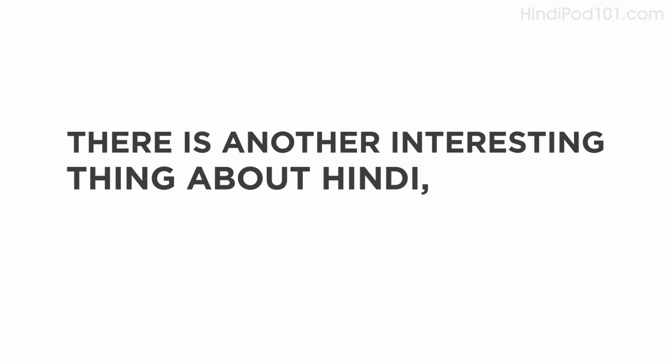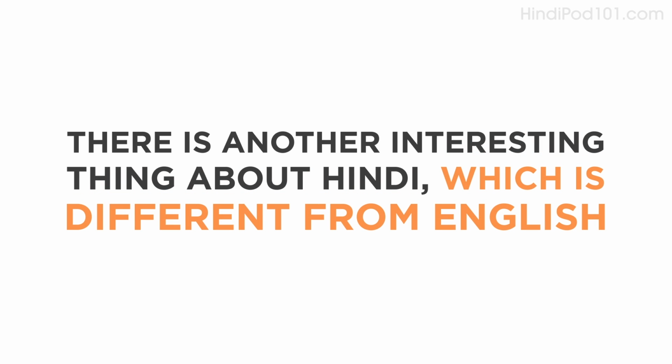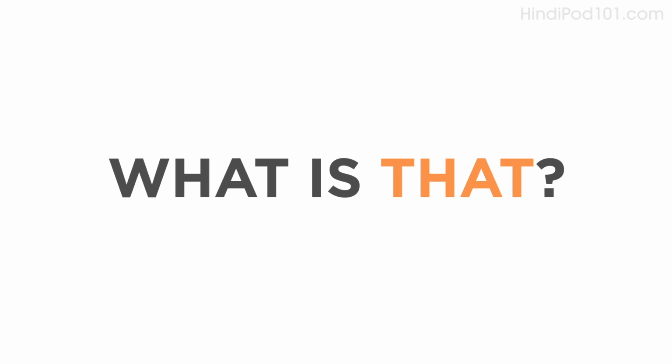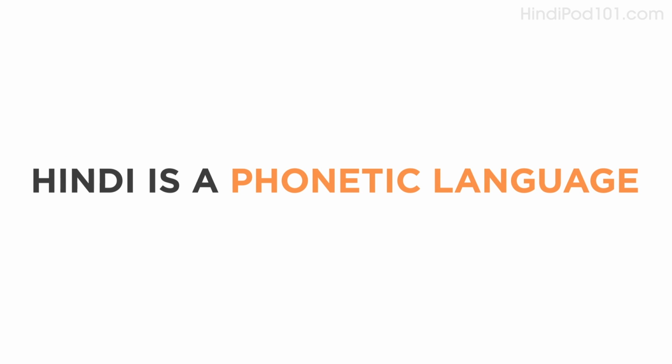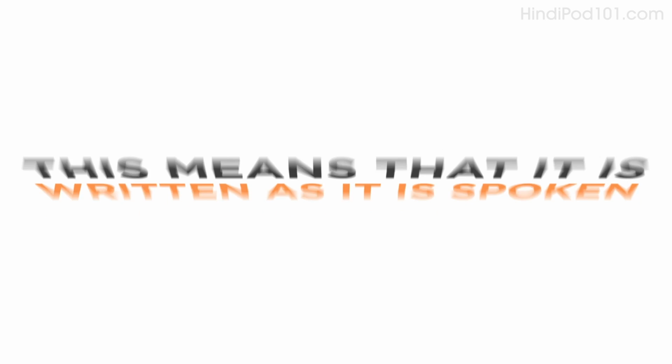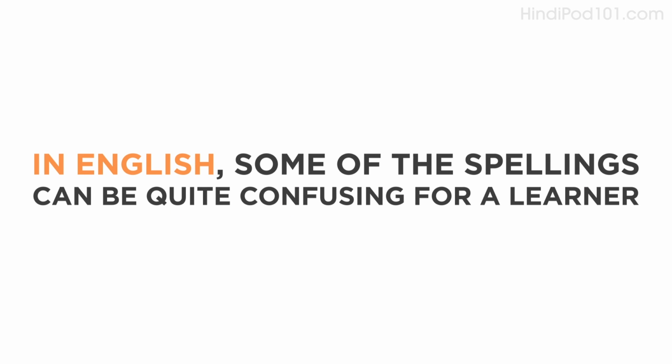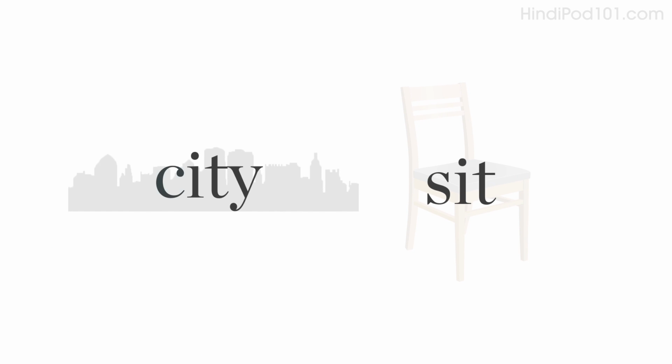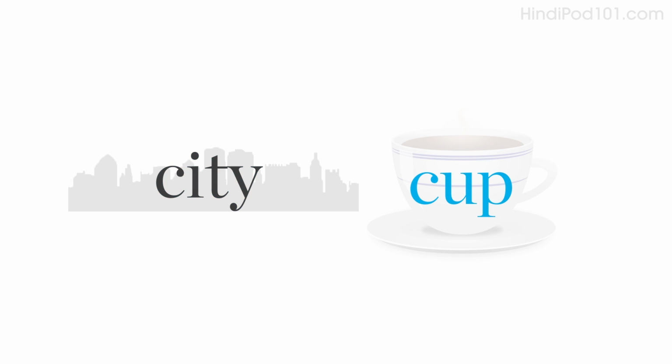There is another interesting thing about Hindi, which is different from English. What is that? Hindi is a phonetic language. This means that it is written as it is spoken. In English, some of the spellings can be quite confusing for a learner. For example, the sound of the letter C in city is the same as the sound of the letter S in sit. At the same time, the sound of the letter C in city is different from the sound of the letter C in cup.